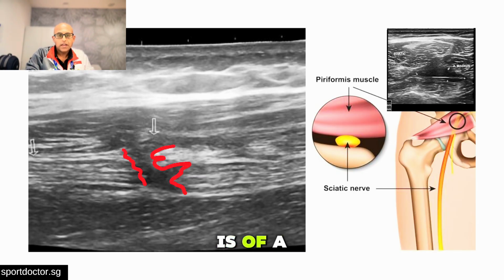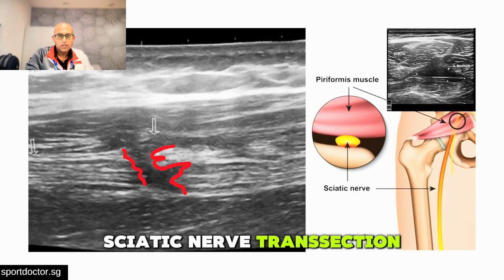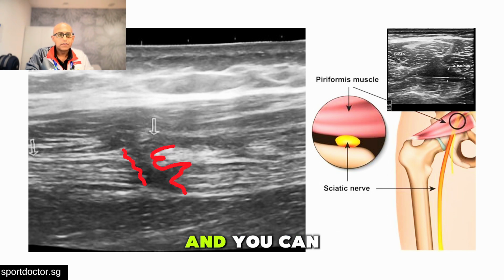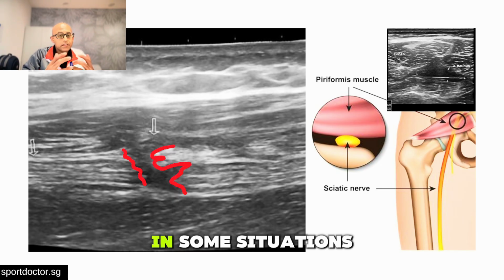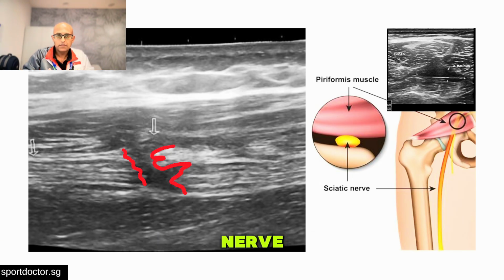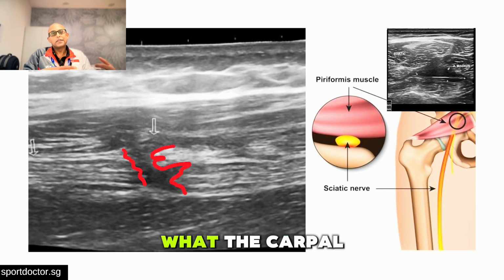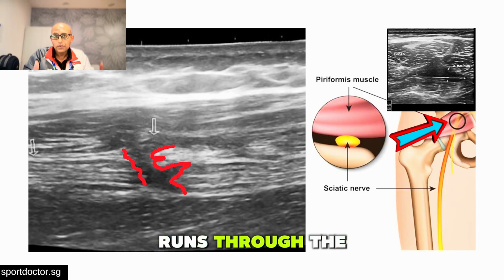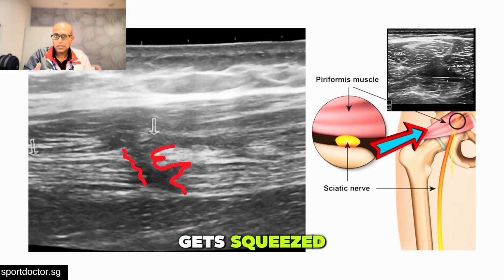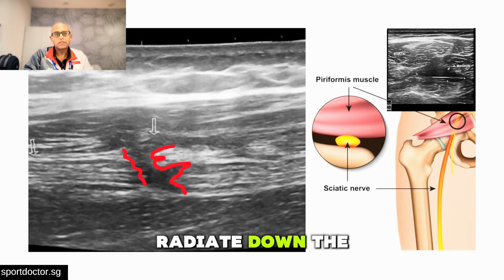We can also look at nerve pathologies. This image is of a sciatic nerve transection. You can see the proximal part of the nerve, and you can see the distal part of the nerve, and you can see this hypoechogenic disruption in between. In some situations, you can also assess if there is impingement of the nerve. We've already had a look at what the carpal tunnel looks like, but there are other situations where the nerve can be impinged, such as with piriformis syndrome. In this, the sciatic nerve runs through the piriformis muscle and gets squeezed, causing pain to radiate down the leg.